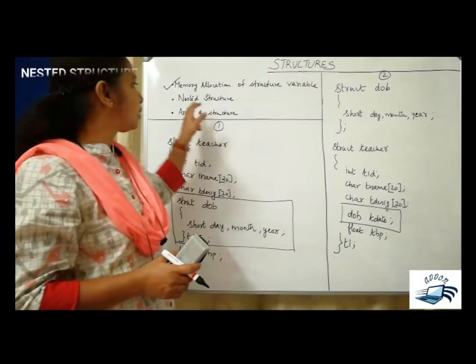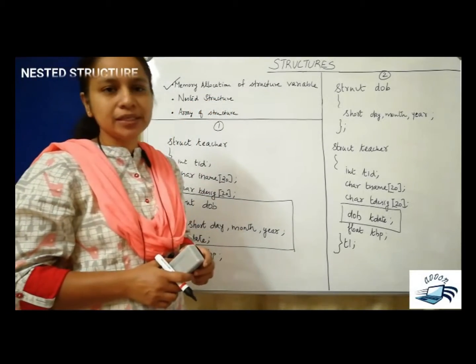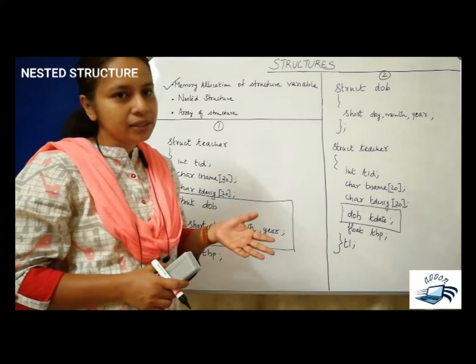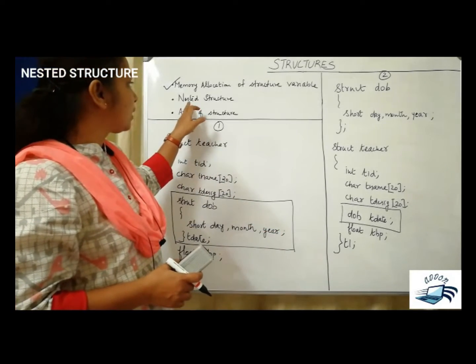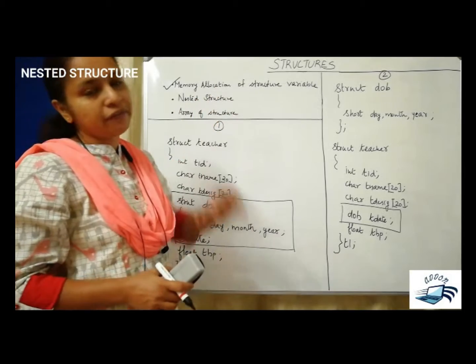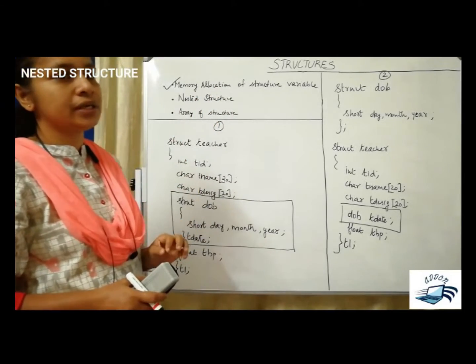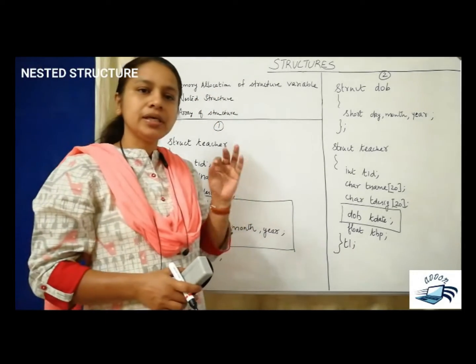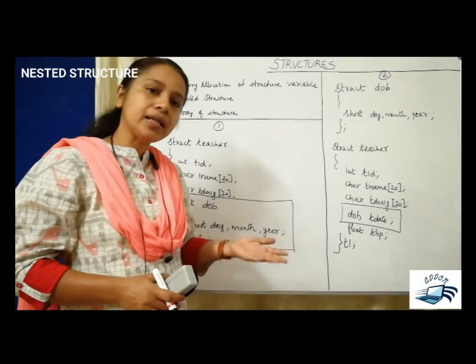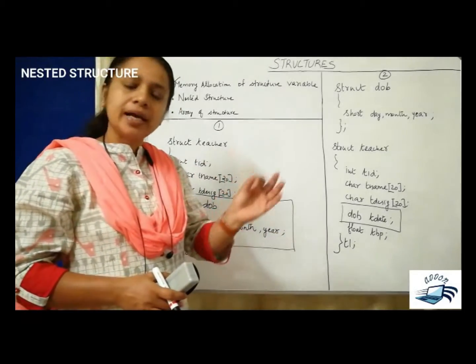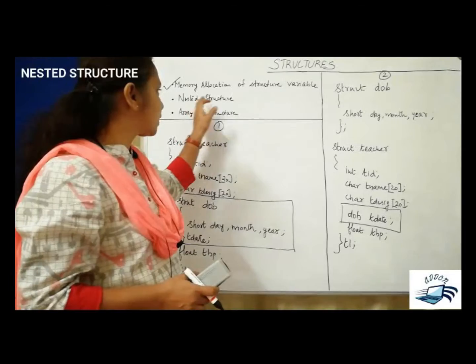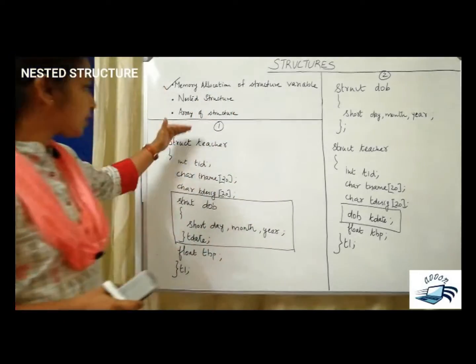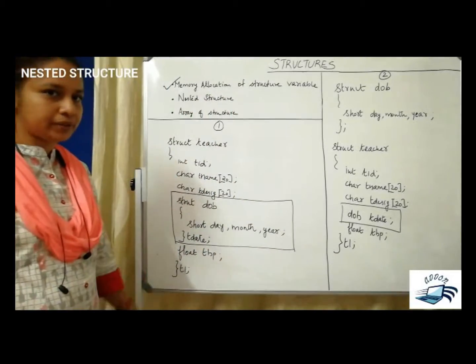Now we are going to discuss our second point, nested structure. We are familiar with the term nested. What do you mean by nested? Something inside something. In C++, nested structure has 2 definitions. The first definition is: if a structure is declared inside another structure, that type of structure is known as nested structure. This is an example of my first definition.